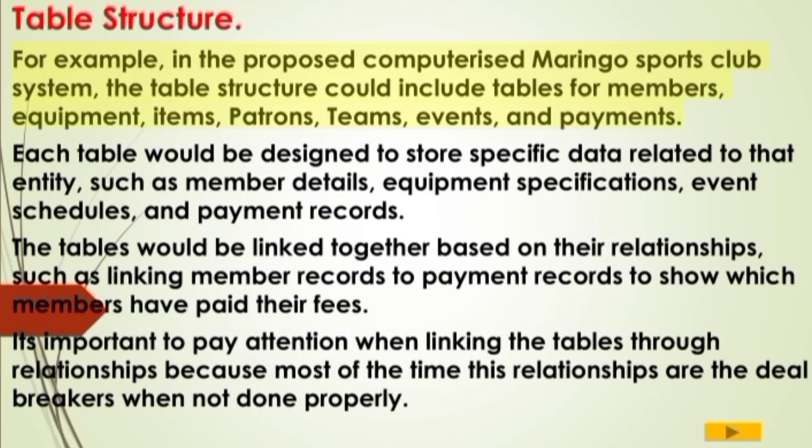Table structure. For example, in the proposed computerized Maringo Sports Club system, the table structure could include tables for members, equipment, items, patrons, teams, events, and payments. Each table would be designed to store specific data related to that entity, such as member details, equipment specifications, event schedules, and payment records. The tables would be linked together based on their relationships, such as linking member records to payment records to show which members have paid their fees. It's important to pay attention when linking the tables through relationships, because most of the time these relationships are the deal breakers when not done properly.